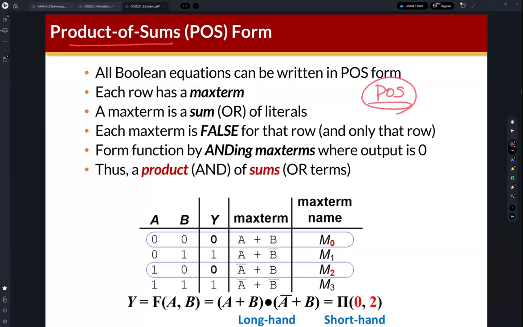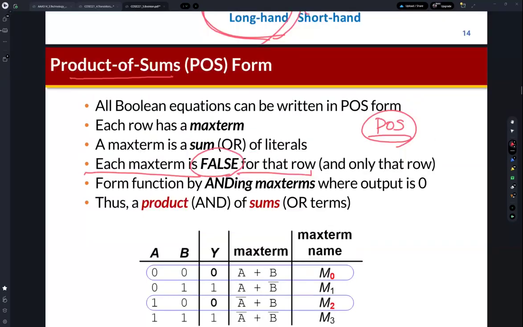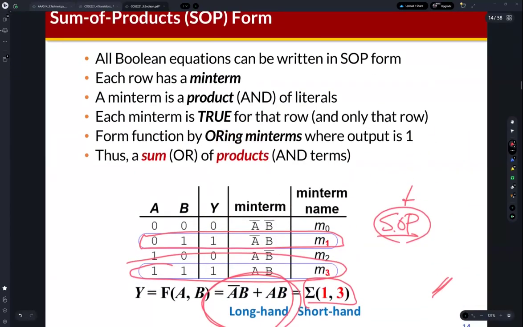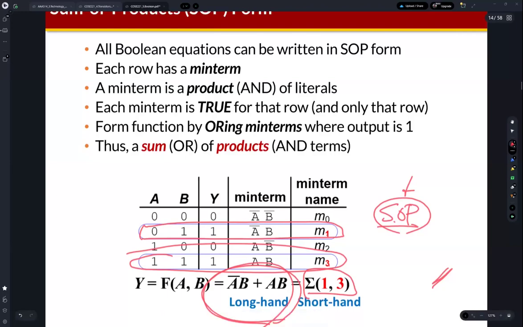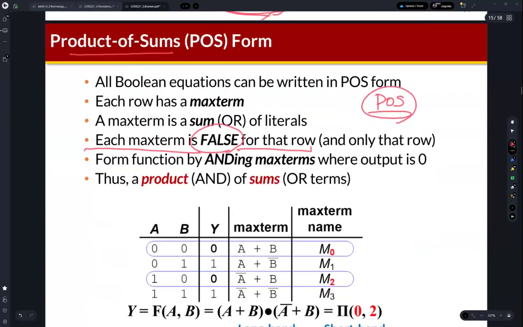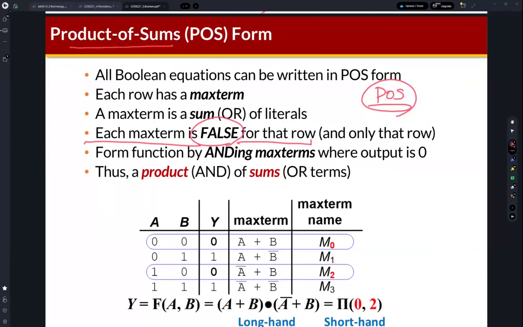And then each max term is false for that row, okay. So what does that mean? Actually, for the sum of product form, we can directly understand it based on the truth table, right? But the POS, the product of sums, is a little bit different.